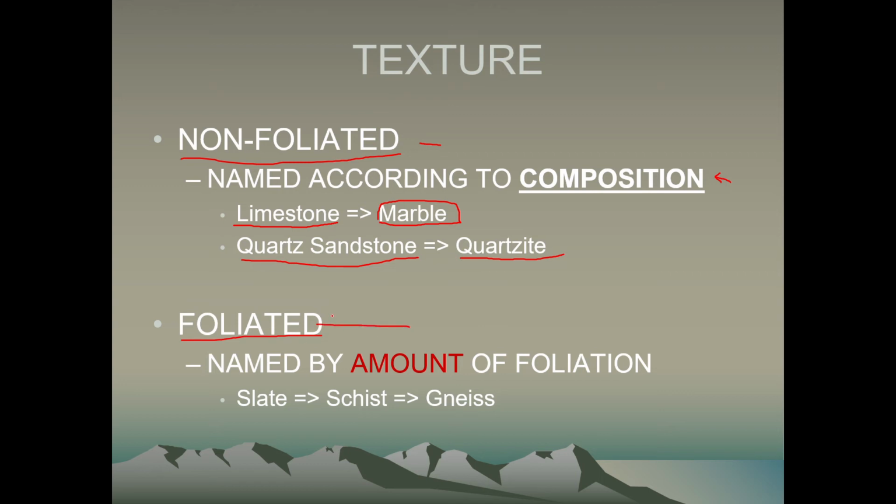The foliated metamorphic rocks are classified and named based on how much foliation they've experienced, right? From a slate to a schist to a gneiss, and there's some stuff in between here too.